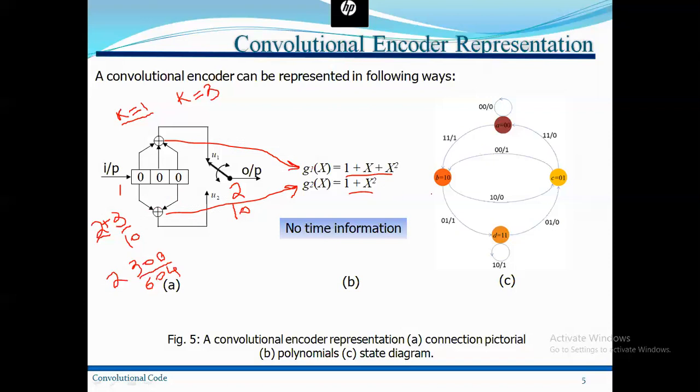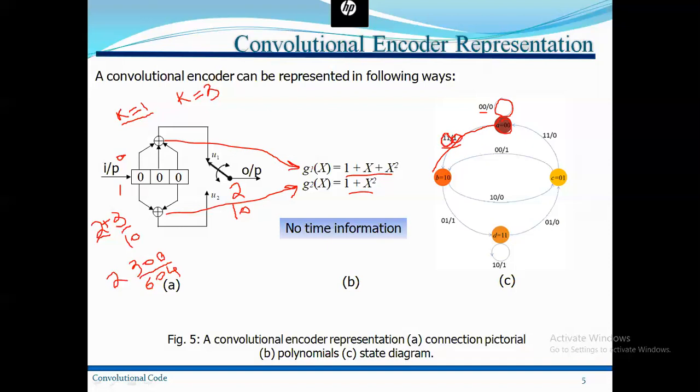Now the third type is, in fact, the state diagram. So there are 2 possibilities: initially we have the input bit 0 or we have the input bit 1. What will be the output if the input bit is 0? The output will be 0, 0. So if we are in a state of 0, 0, we will move to state 0, 0 with output 0, 0. And we move to state 1, 0 if we have input 1, and the output will be 1, 1.